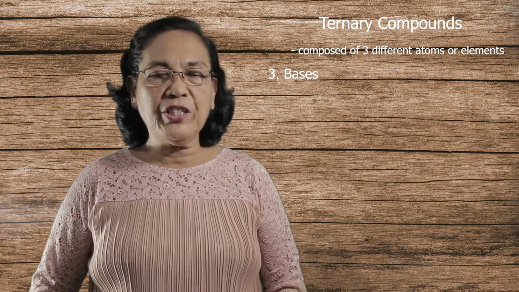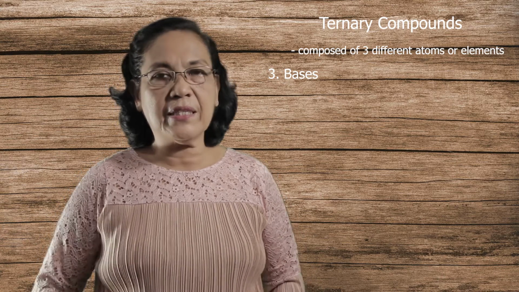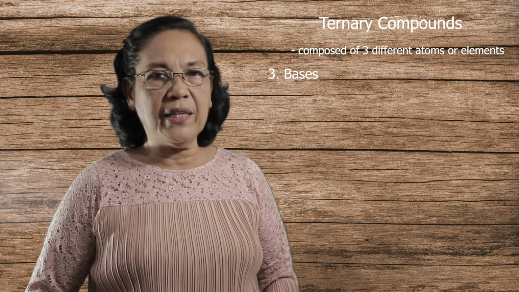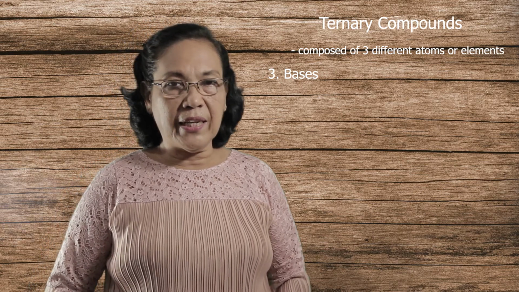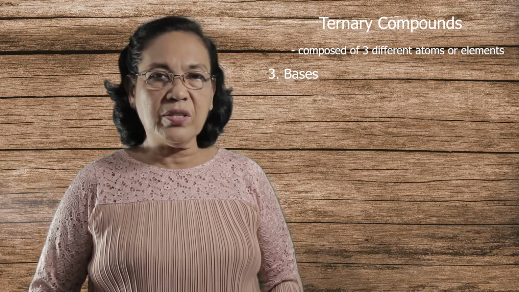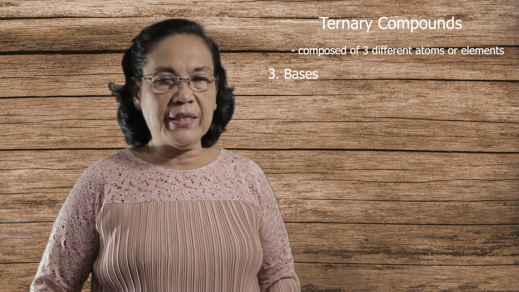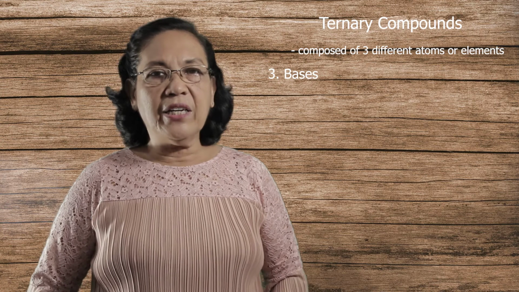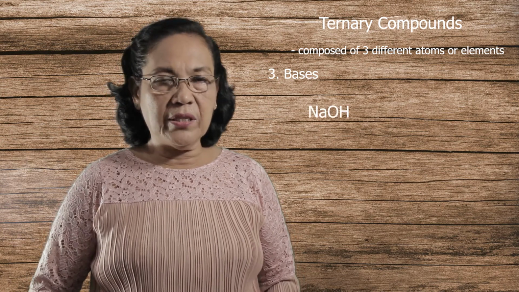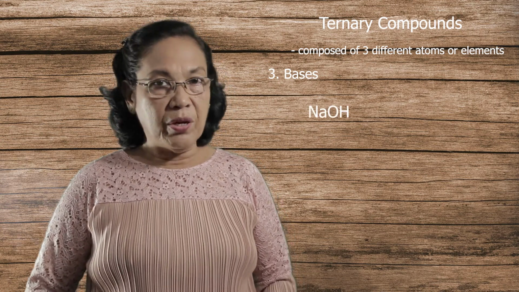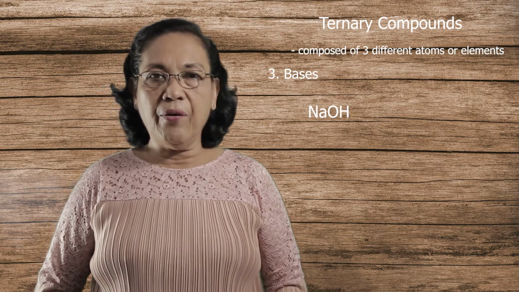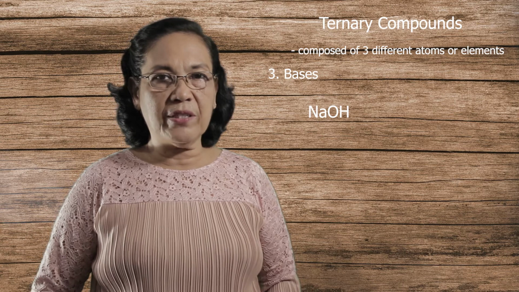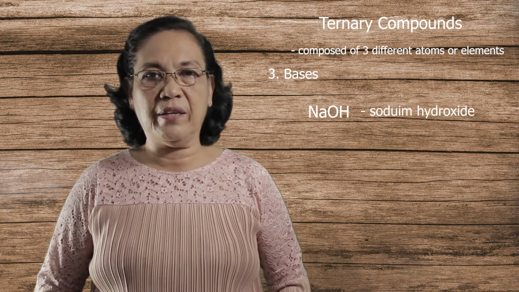Now, how are we going to name these bases? The cation, which is the metal, will take its metal name, while the hydroxyl or the OH will take the -ide ending. So in the case like NaOH, this is called sodium, and the OH is hydroxide. So the name of the compound is sodium hydroxide.